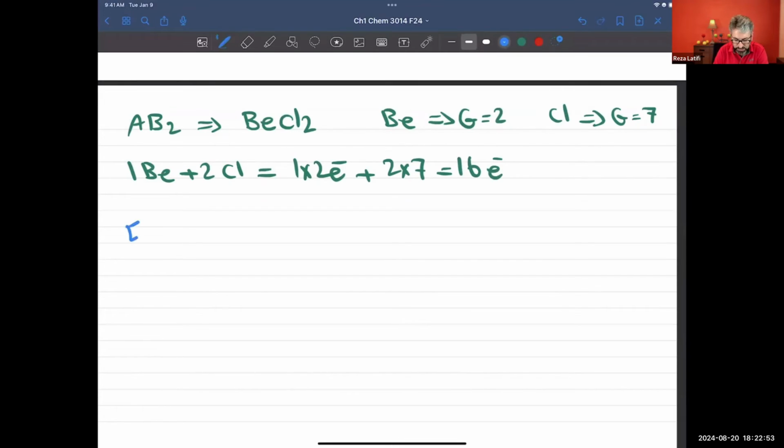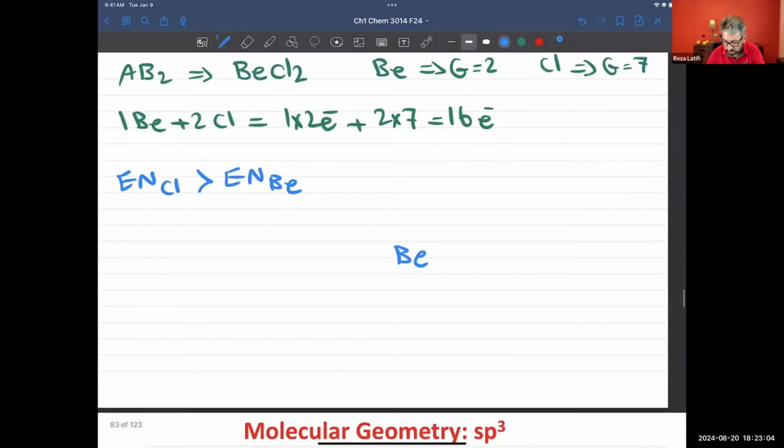Next, the electronegativity of chlorine is higher than the electronegativity of beryllium. What does it mean? It means Be is the central atom, and we put the chlorines around it. We will use 2 electrons there and 2 electrons here to make 2 sigma bonds. Out of 16, I use 4 electrons to make 2 sigma bonds. I'm at plus 12. What do I do with the 12?